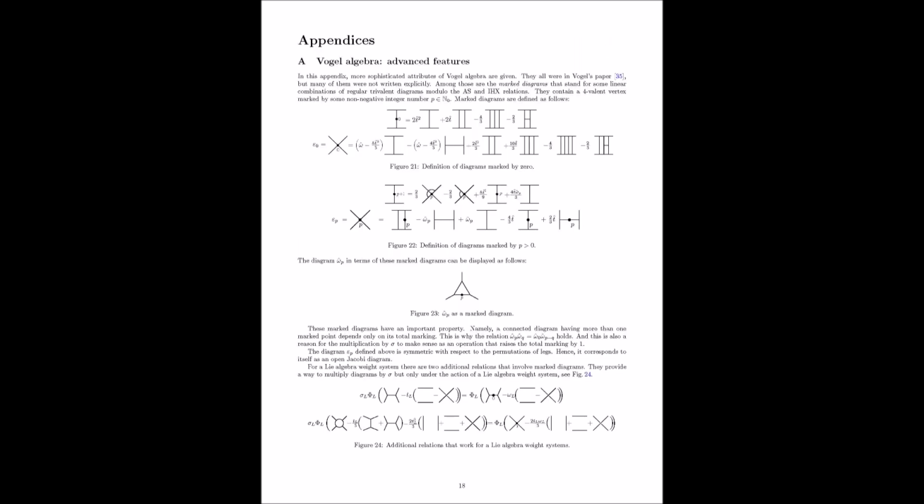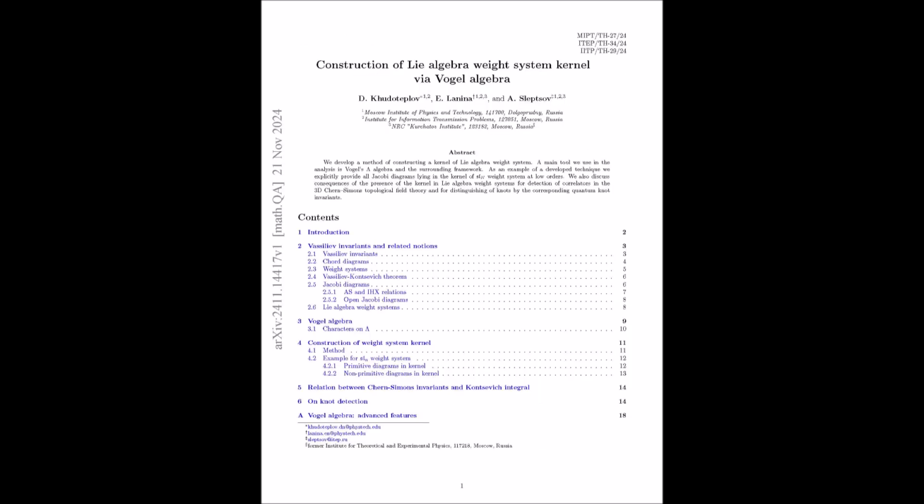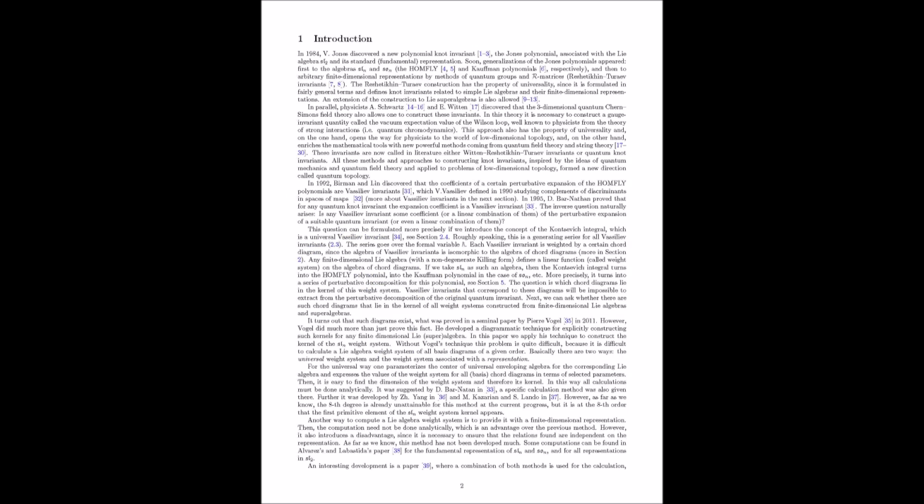Yeah, it's a mind-bending consequence of how Vogel's algebra works and how it interacts with those Lie algebra weight systems. So we've got this invisible knot combination, K8. Yeah. But is that the end of the story? Could there be higher order invariants that can see it? That's the big question, isn't it?